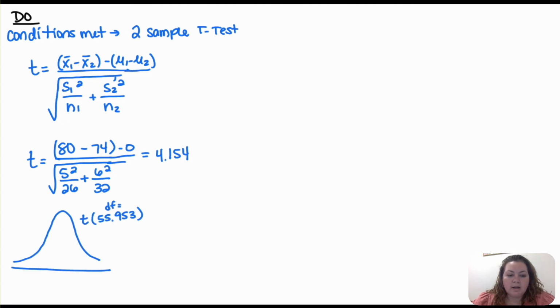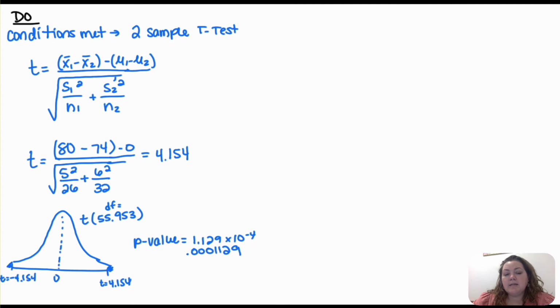And when I plug that into my calculator, I also get my p-value. When I draw this out, I'm going to do a t-distribution with 55.953 degrees of freedom. And because I was doing a not equal to test, I'm going to go to my t-score, and I'm going to go the positive and negative version, then shade above and below it because it was a two-sided, not equal to test. My p-value was 1.129 times 10 to the negative fourth, or 0.0001129.